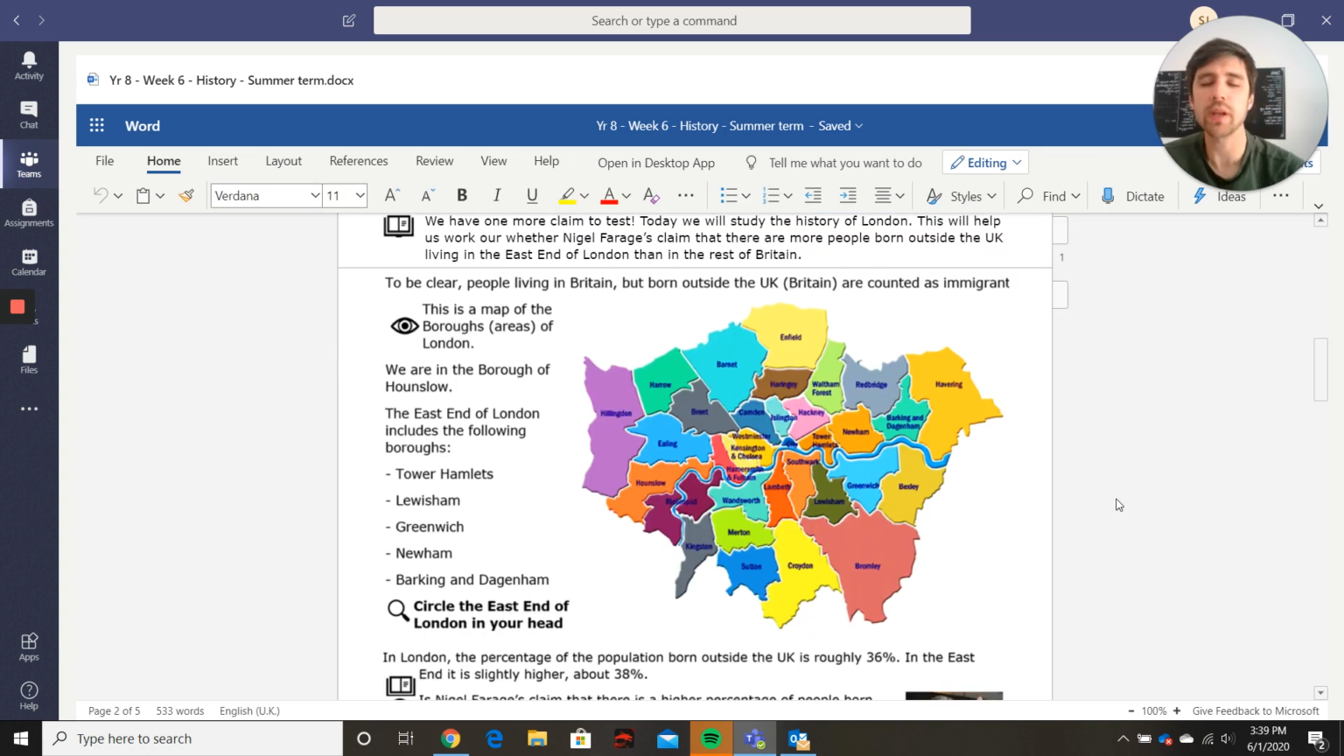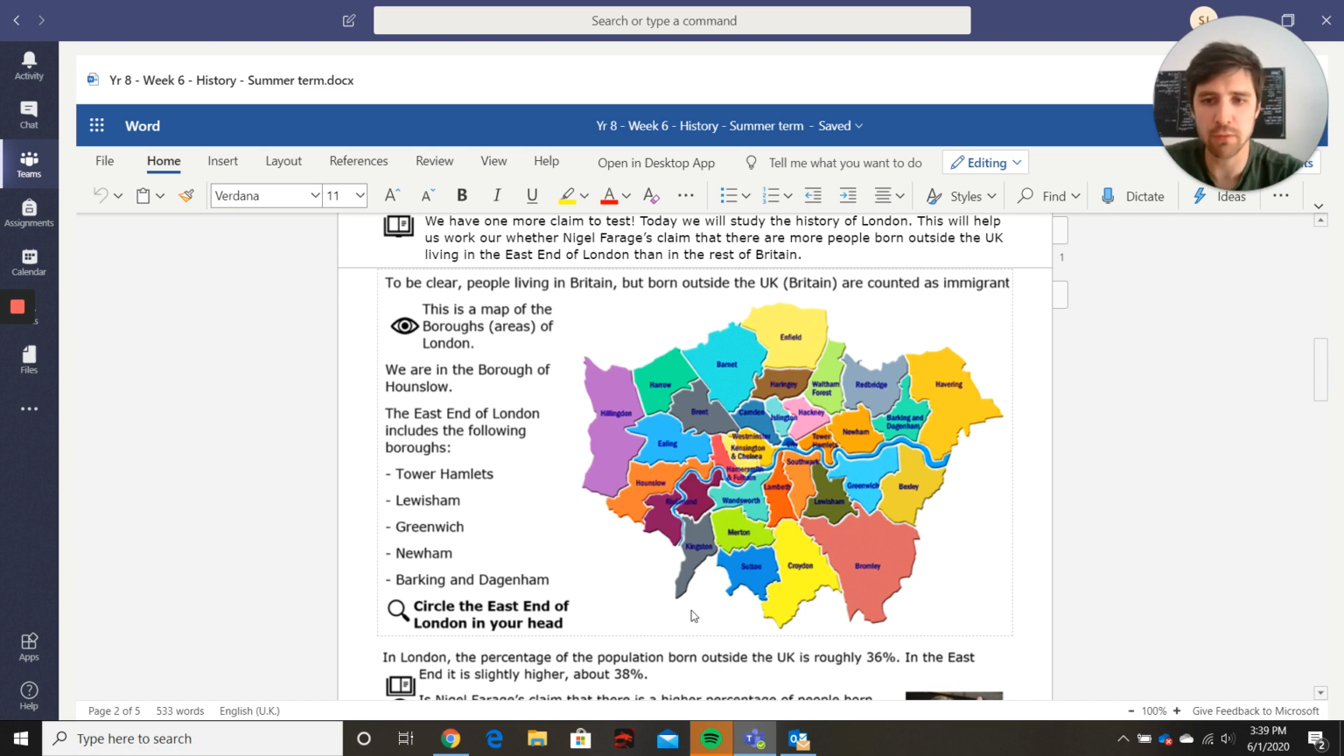Now, once you've done that, we need to be clear on the part of London we're talking about, or rather the part of London Nigel Farage is talking about. And also on what we mean by people living in Britain born outside the UK. Of course, we mean an immigrant, someone who's migrated to Britain. There's a map there that shows all of the boroughs or areas of London. We're in the borough of Hounslow, which you can see is in far west London.